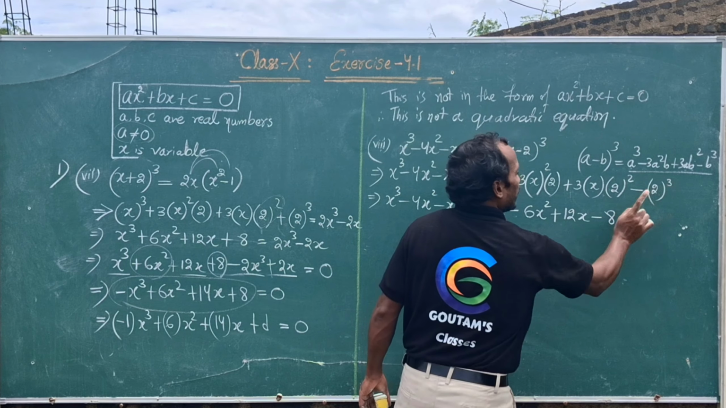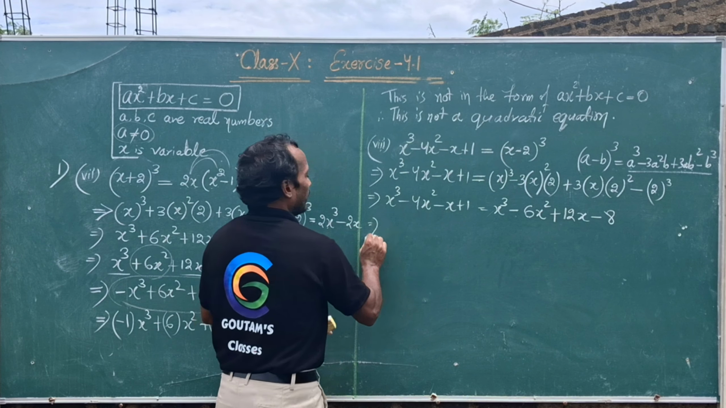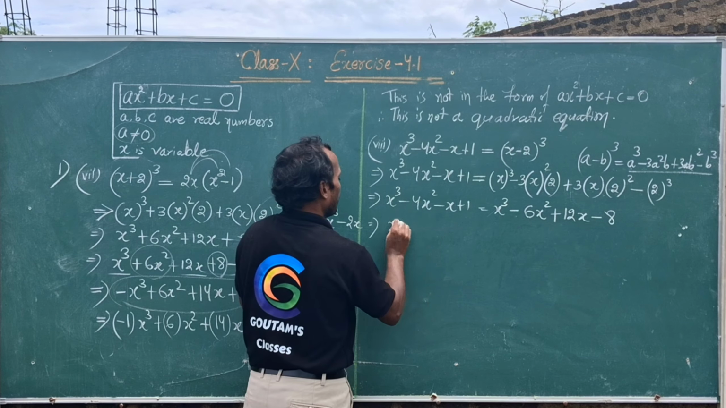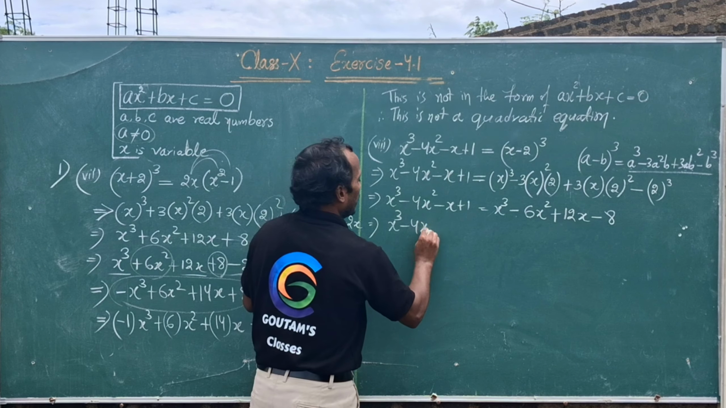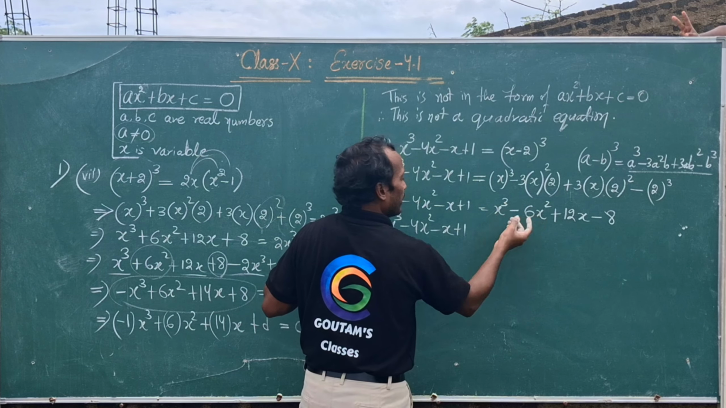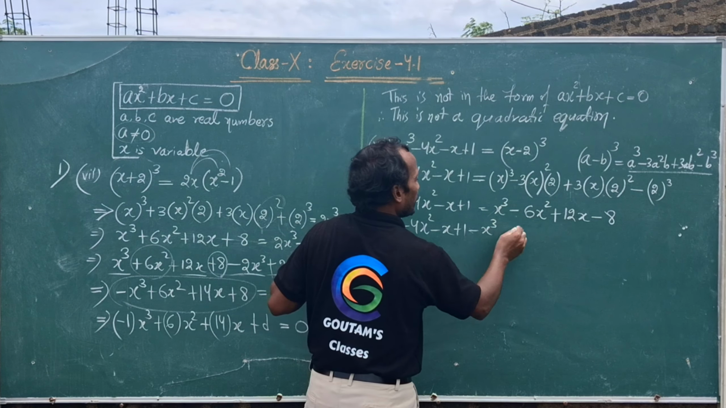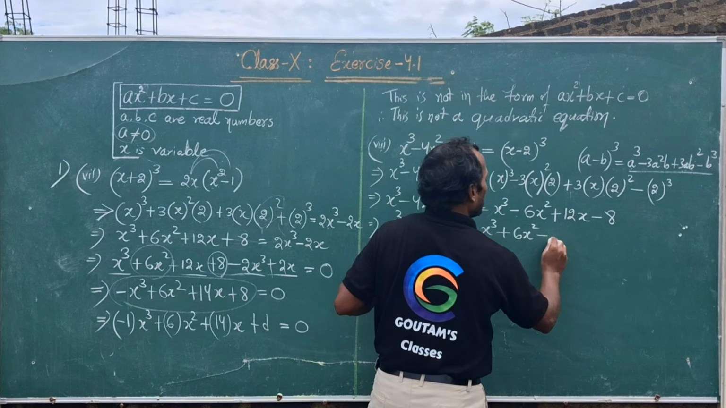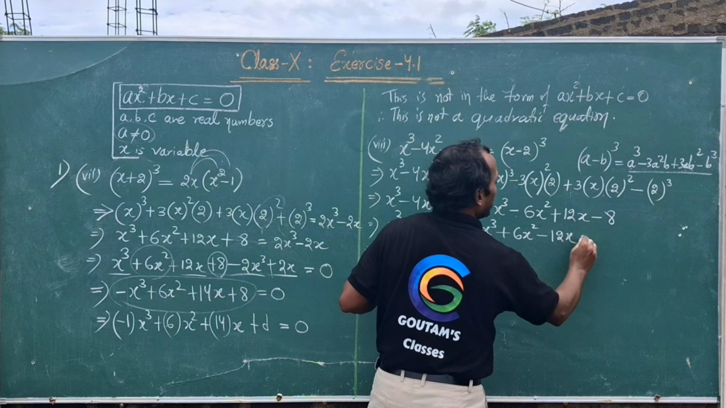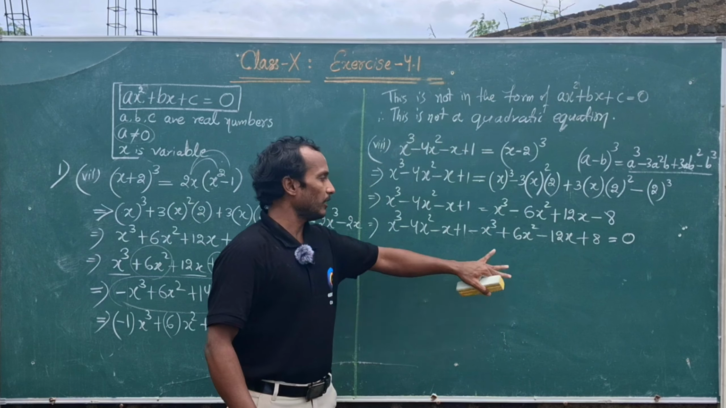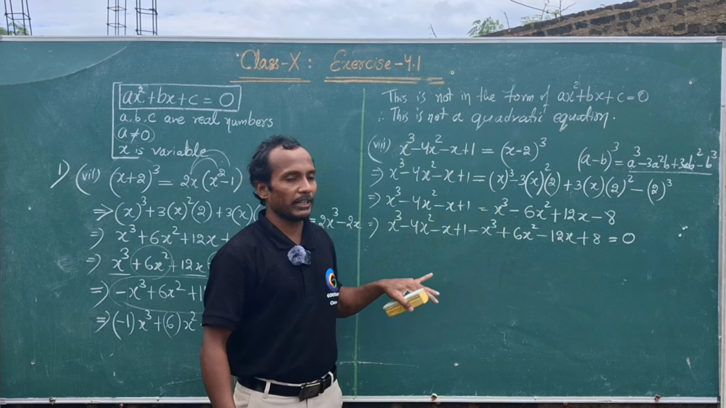Now this is 2 cube is 8. This is time now when I shift everything from right to left. X cube minus 4x square minus x plus 1. X cube from right side comes to left side, becomes minus x cube, minus 6x square becomes plus 6x square, and plus 12x becomes minus 12x, and minus 8 becomes plus 8. Don't make mistakes while changing the symbols when you shift from right to left.